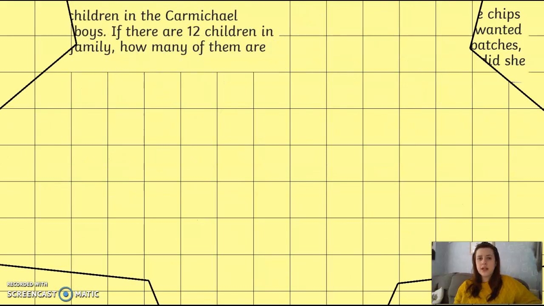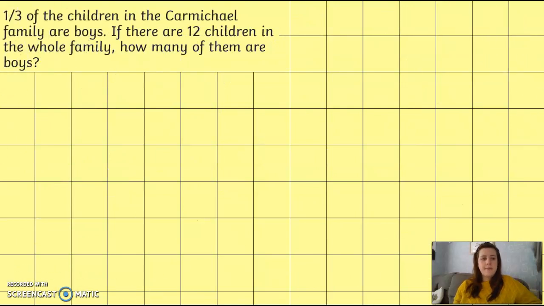Okay, let's do a couple more. So 1/3 of the children in the Carmichael family are boys. If there are 12 children in the whole family, how many of them are boys? So we've got 1/3 and a 12. Now, I want you to pause the video and have a go at doing this independently by yourself first of all.